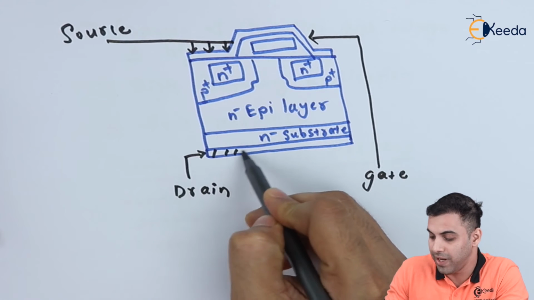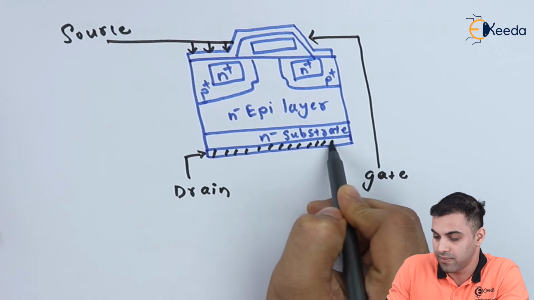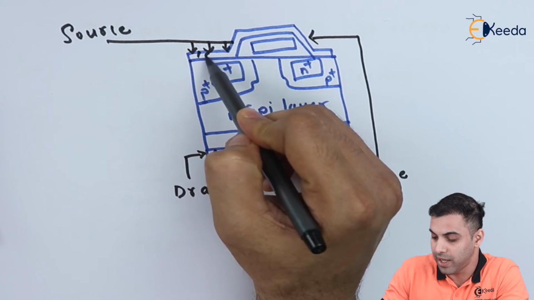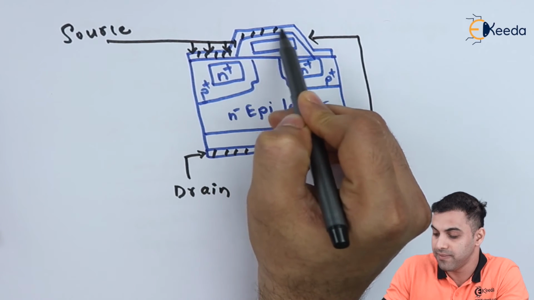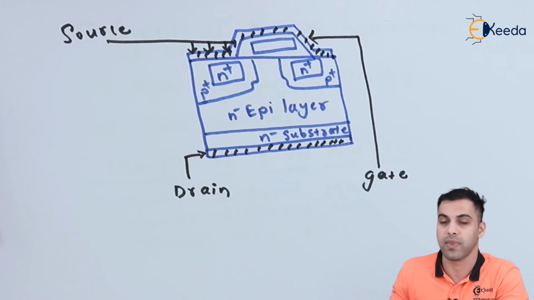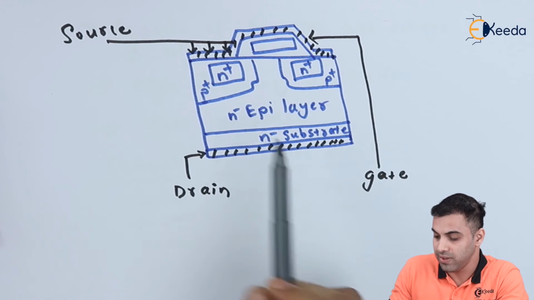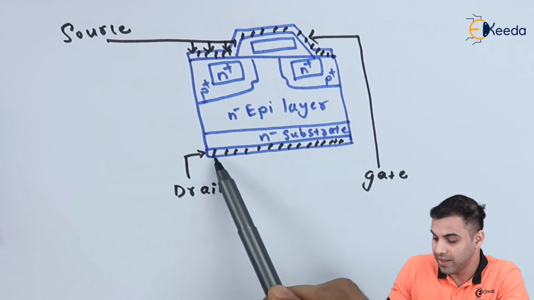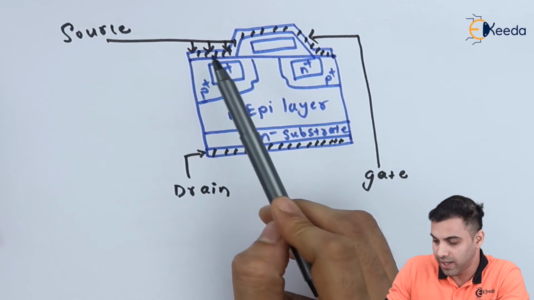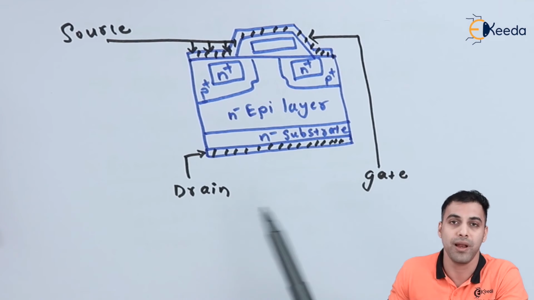And this is completely metal, and this entire portion would be completely metal. So this is the drain, this is the source, this is the gate, and this portion is completely metal, and this portion is completely metal as well.